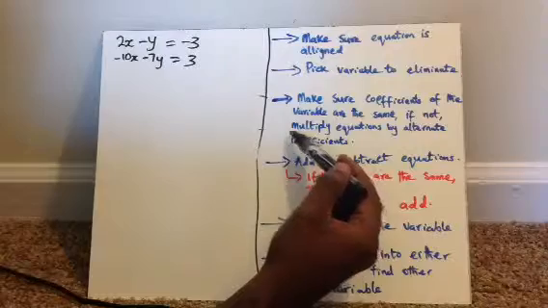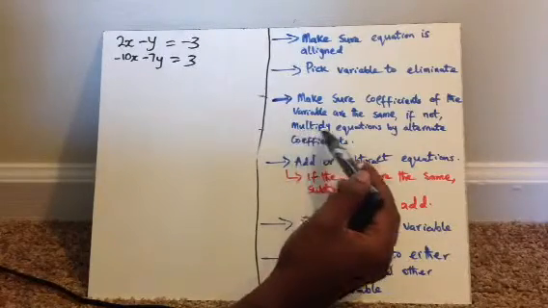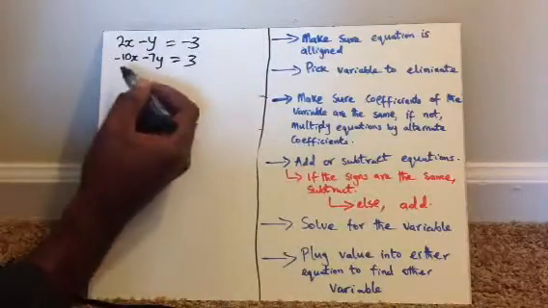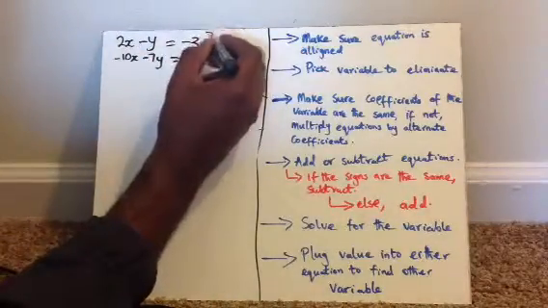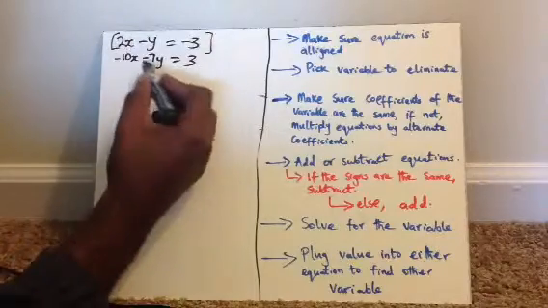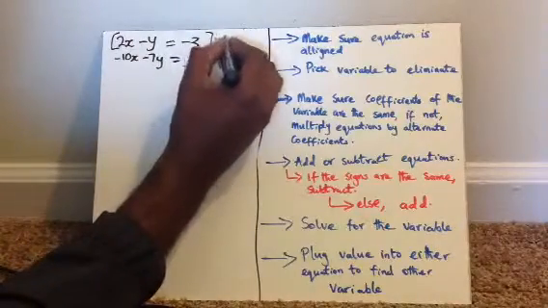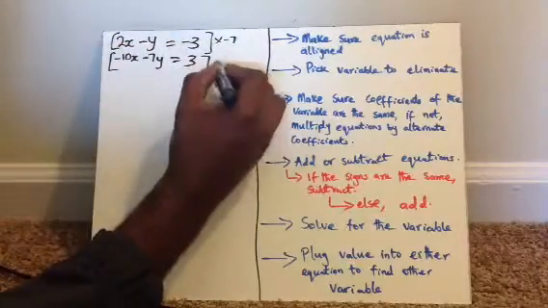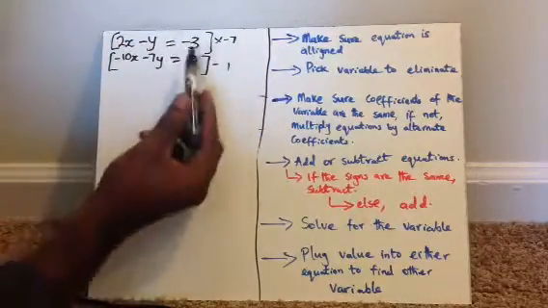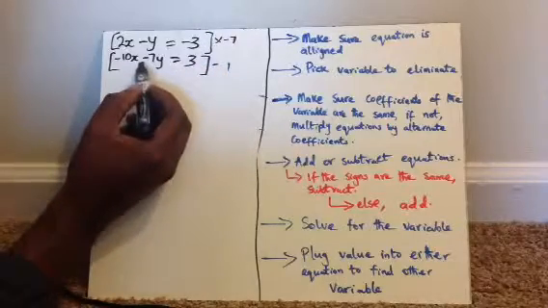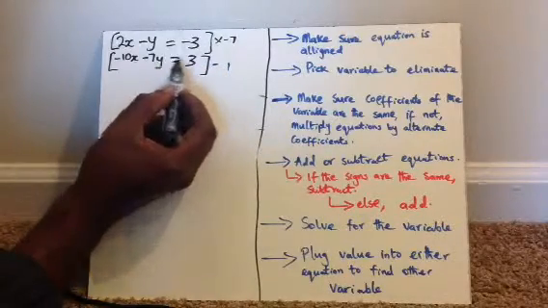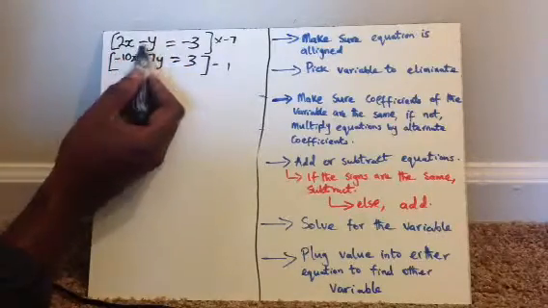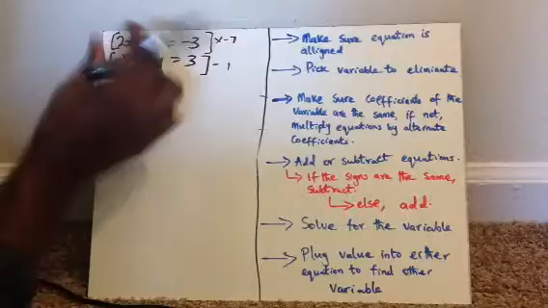And here it gives us a step on how to do that. It says multiply equations by alternate variable. All that is saying is you multiply the top equation by minus 7, and then you multiply the bottom equation by minus 1. We use minus 7 for the top one because that's the coefficient for this, and then we use minus 1 for this one because that's the coefficient for that. So we just alternated it.